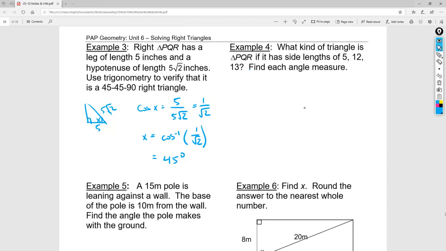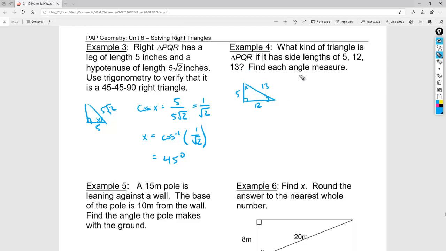Alright, next example we are asked what kind of triangle is PQR if we have side lengths of 5, 12, and 13. So hopefully you recognize this is one of our perfect Pythagorean triples. And let's set up a totally to scale triangle. That's actually not bad. So for our picture, we'll say this is 5, 12, and 13. Let's label this angle X and this angle Y.